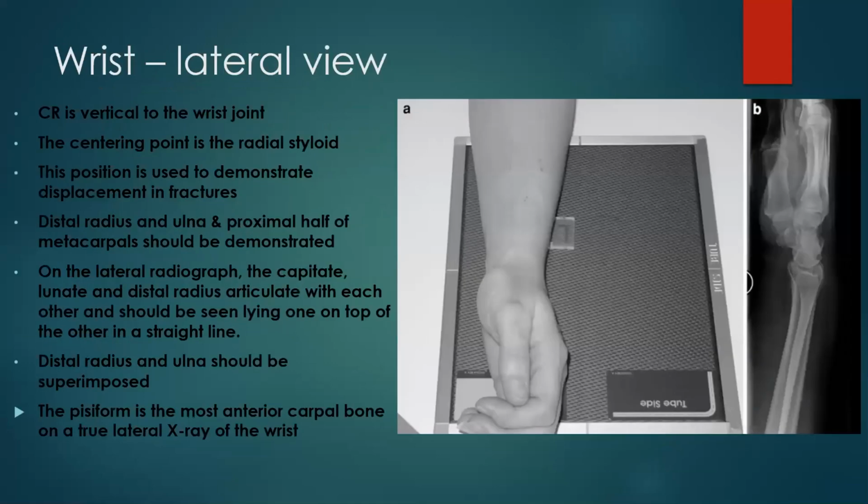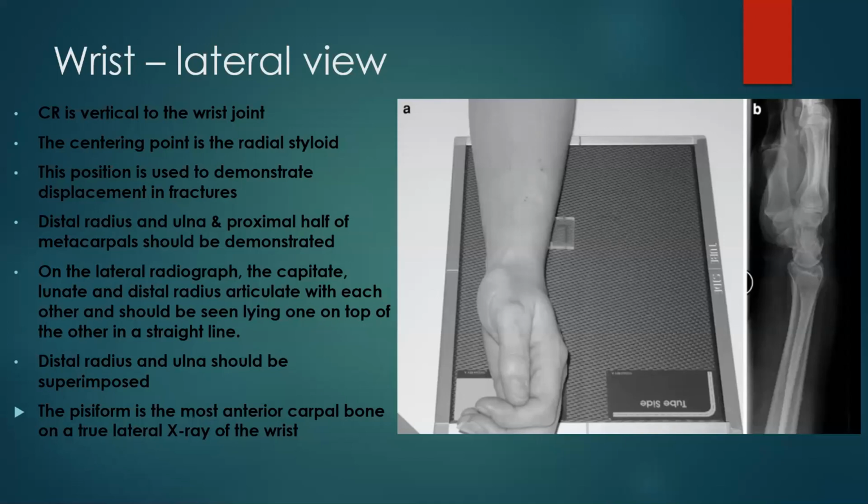Wrist lateral view. CR is vertical to the wrist joint. The centering point is the radial styloid. This position is used to demonstrate displacement in fractures. Distal radius and ulna and the proximal half of the metacarpals should be demonstrated.